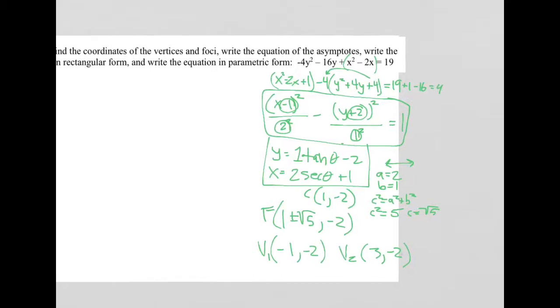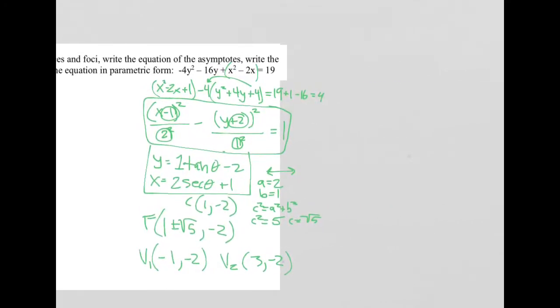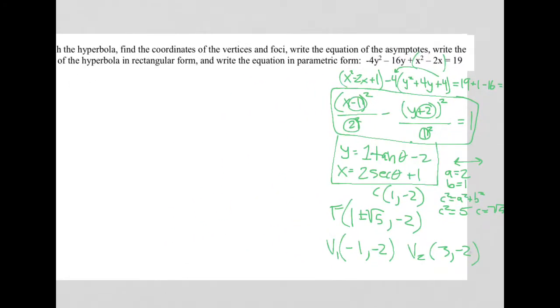What else do I need? Equation of the asymptotes. The asymptote equation is super easy if you have your equation in rectangular form. Notice that the x minus 1 and the y plus 2 stay the same. So we're going to get y plus 2 equals plus or minus my slope, which we'll talk about in a moment, times my x minus 1, plucked straight out.